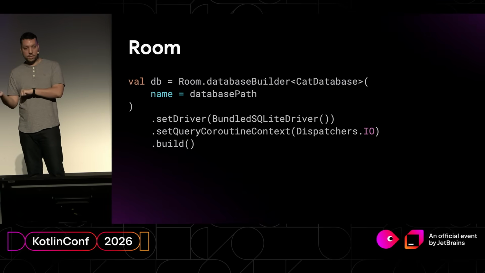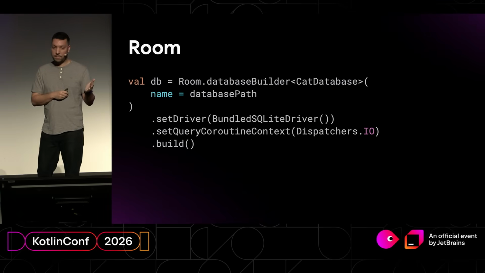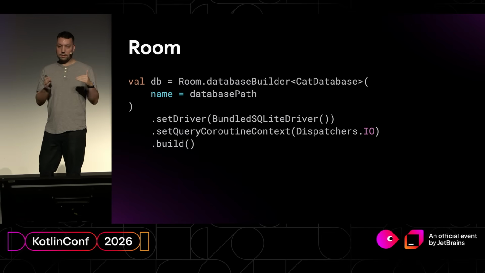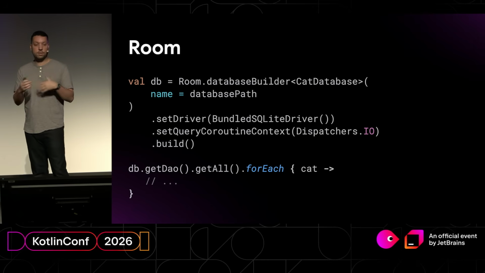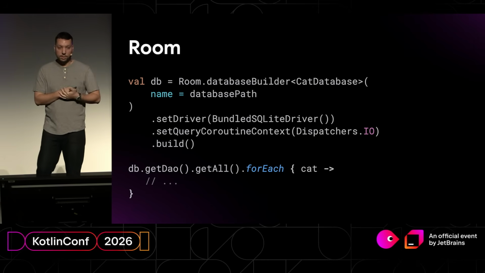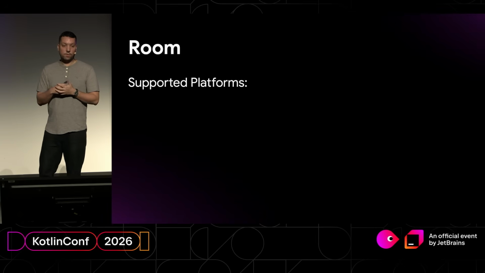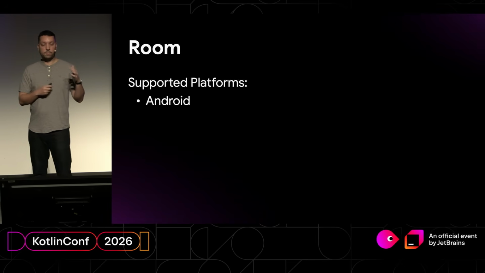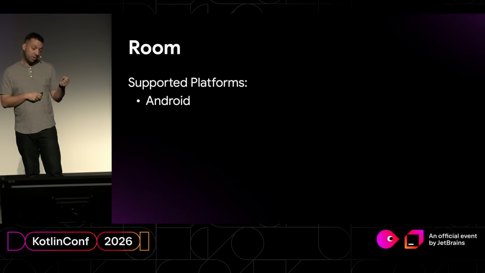Now, on the runtime side of things, when you want to build a database, you use a Room database builder. We set a driver here, and that's the lower layer, a bundled SQLite driver. And then once you have a database instance, you can start using it. Pretty neat. Now, Room originally was created for Android a bunch of years ago.